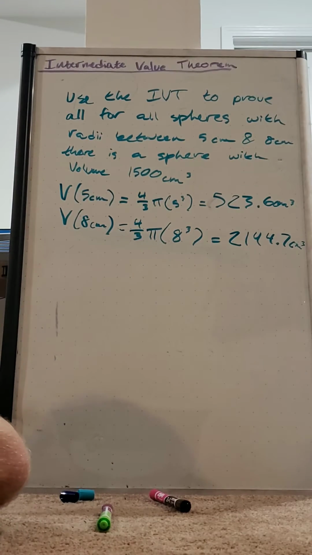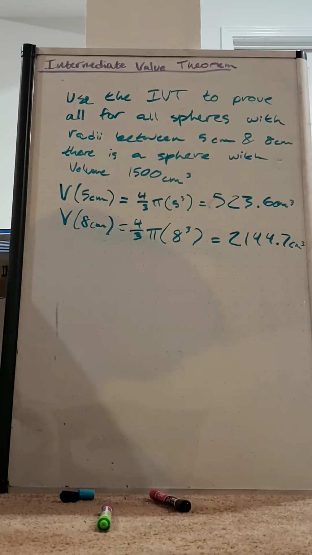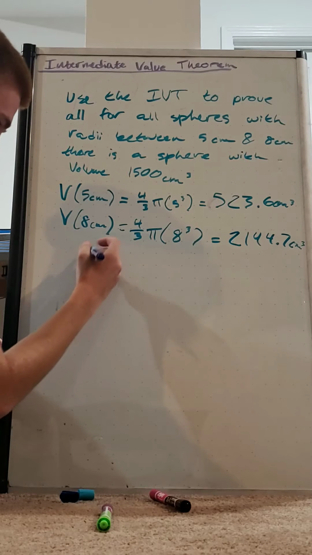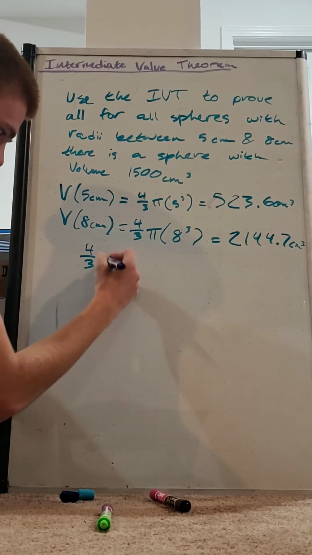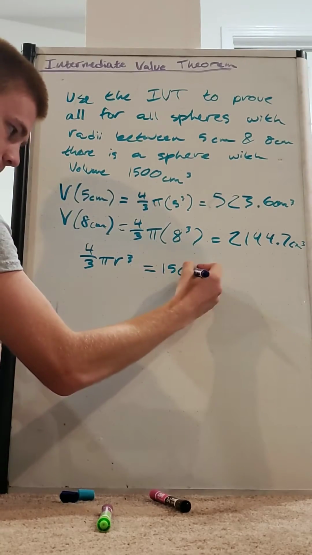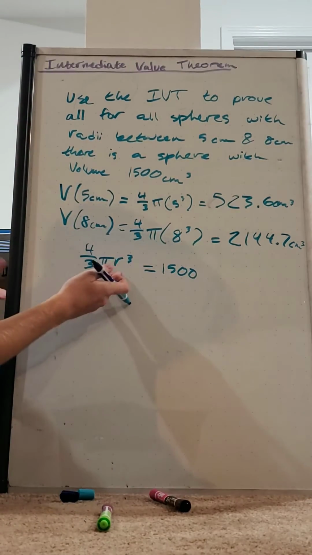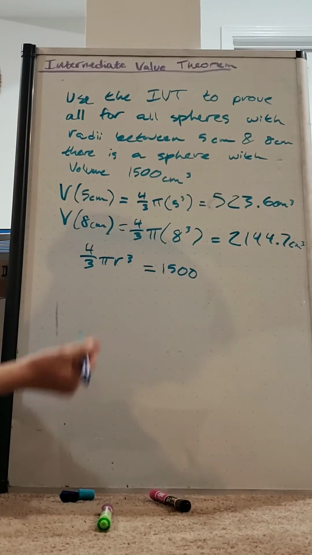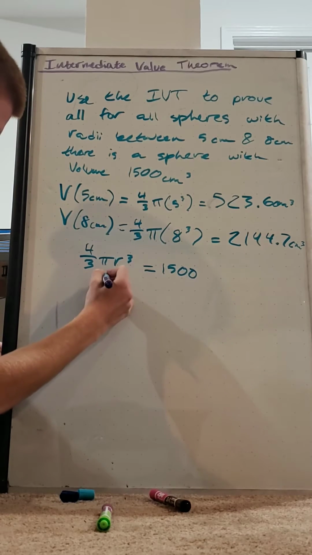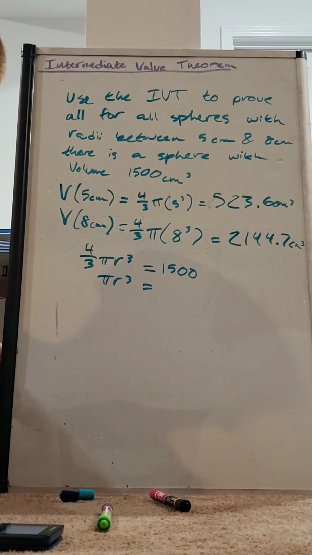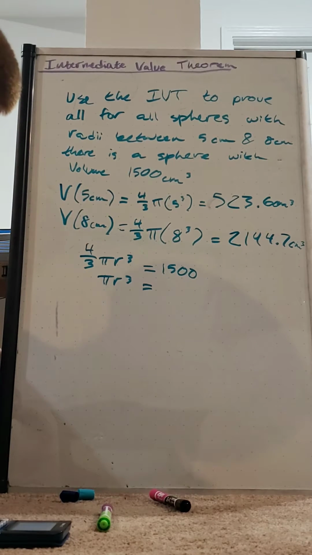And so to find the radius of that sphere, we do the same thing we just did with the last one. We set the function value equal to this. So we set 4/3 pi r cubed equal to 1500, right? And then we can just solve for r, because that'll give us the radius of the sphere with a volume of 1500. So first we can multiply by 3/4 to both sides to get pi r cubed is equal to 1,125, I think.